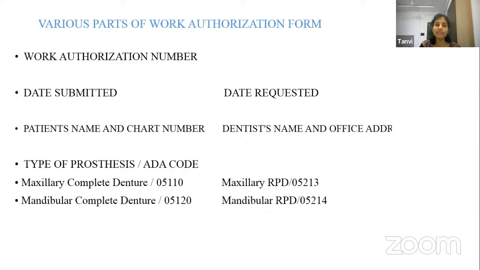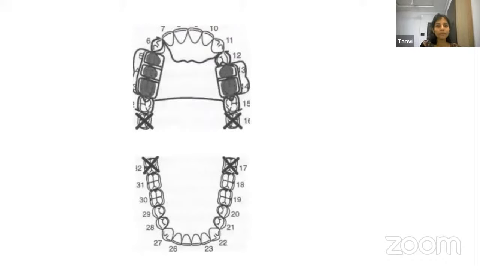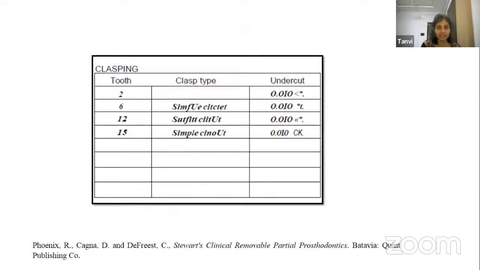The type of the process, the maxillary arch, a properly drawn design of the framework, the teeth which are being included in the process, the cross-arch components, the design of the connector, and the teeth numbers. So, what is required is a properly drawn design sent from the clinician to the technician.